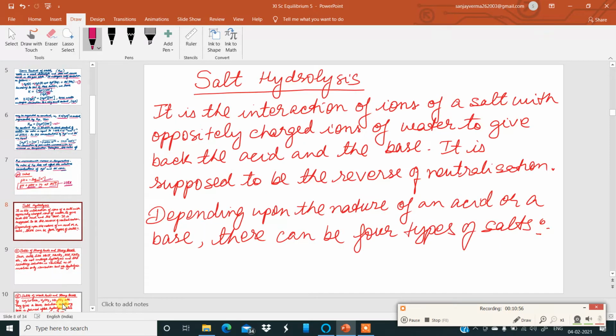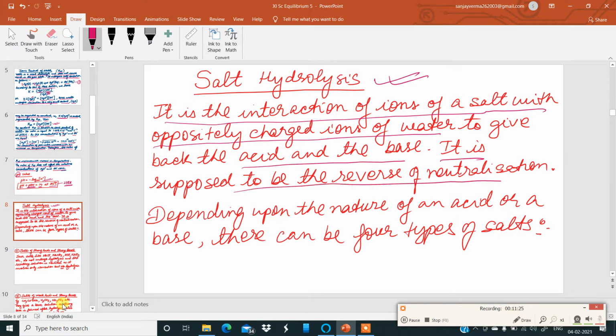Then moving to the next slide, coming to salt hydrolysis. Now, what is salt hydrolysis? It is the interaction of ions of a salt with oppositely charged ions of water. Water has oppositely charged ions. One is hydrogen ion, another one is hydroxyl ion. So whenever the ions of the salt interact with the hydrogen and the hydroxyl ions, it gives back the acid and the base. So it is supposed to be the reverse of neutralization, and this is called salt hydrolysis.